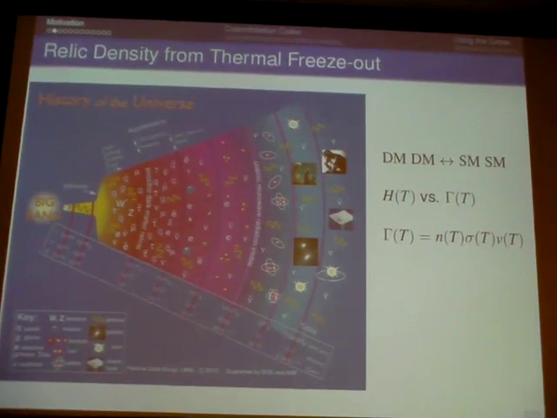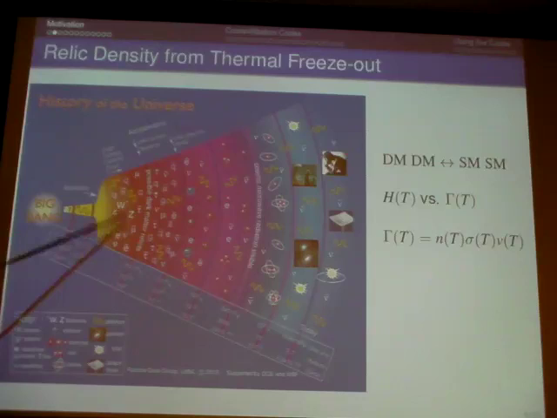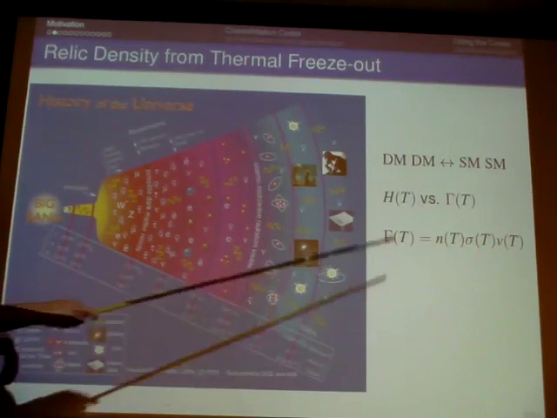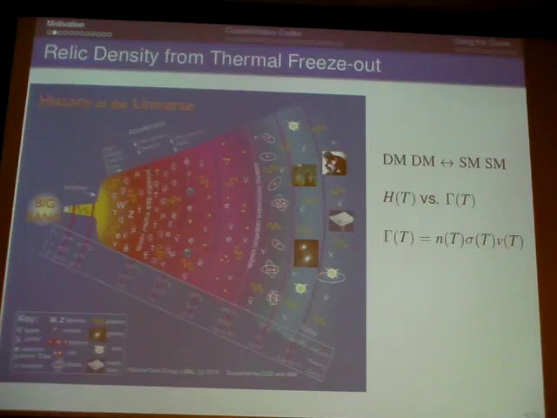In this radiation-dominated era at the beginning, the Hubble constant's also reducing with time. But it often happens, mostly because n is reducing exponentially, that the annihilation rate reduces faster than the Hubble expansion rate. And it's the crossover of those two rates which is the key to the freeze-out.